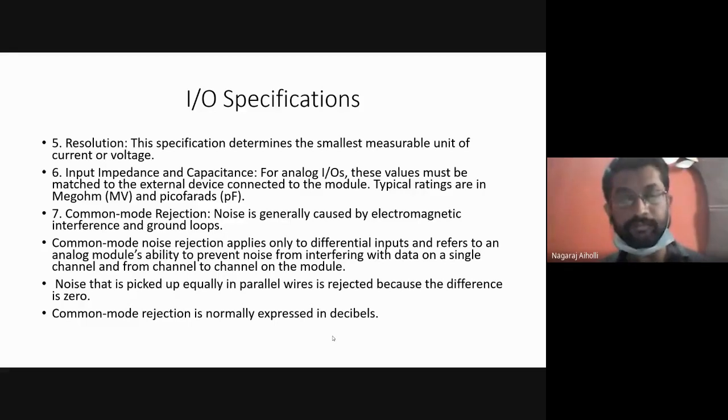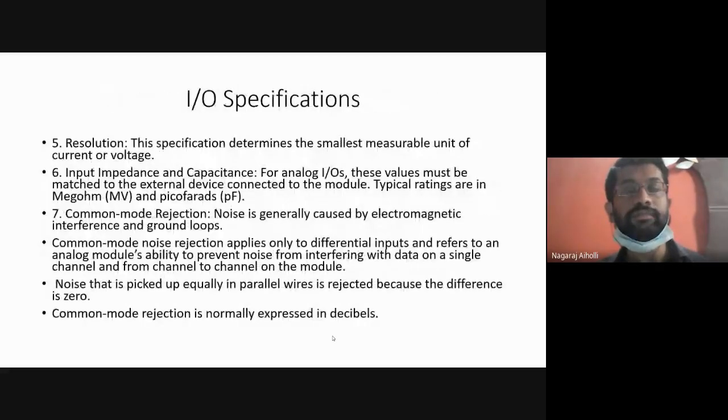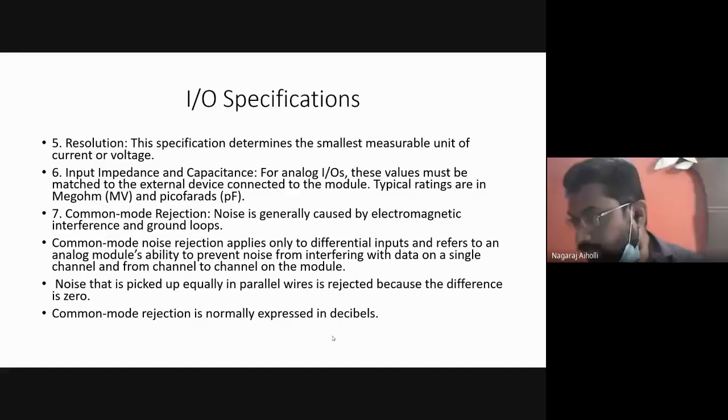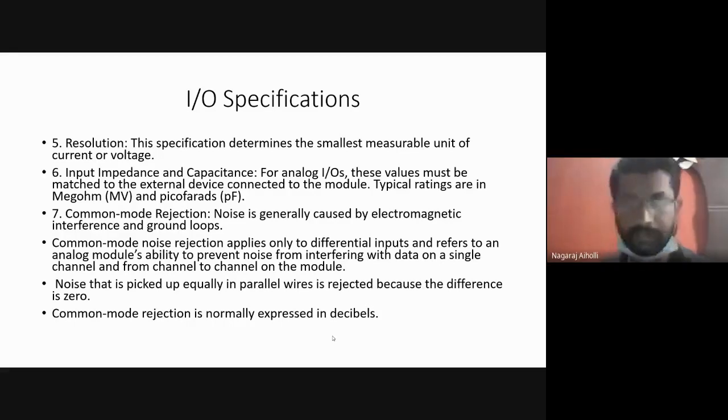Clear here? Any difficulty up till here, students? So we have ended the IO specifications. Any difficulty up till here? Any questions? Any difficulties up till here, IO specifications? Yes. Any difficulties, students? No, sir. Okay. Following the concepts? Yes, sir. Okay, fine. Then we'll proceed.